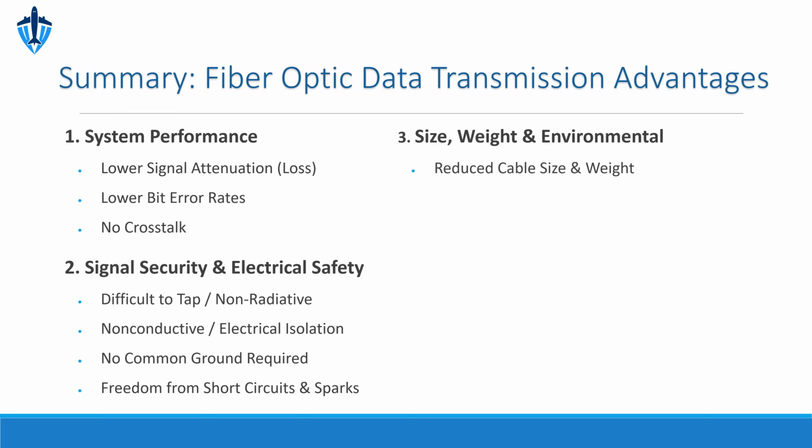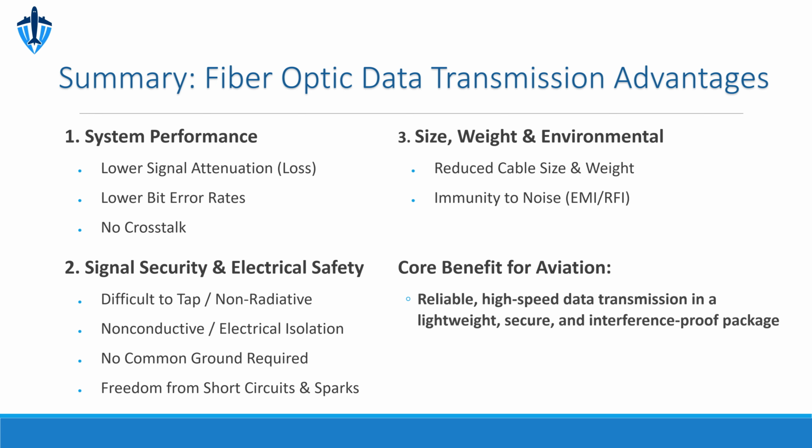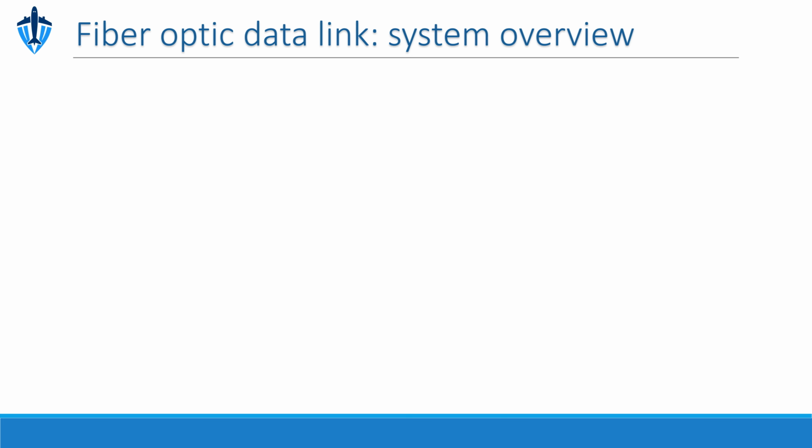Fiber cables are smaller and lighter than equivalent copper cables, while being completely immune to all forms of electromagnetic and radio interference. In essence, fiber optics delivers reliable, high-speed data in a lightweight, secure, and supremely tough package, qualities that define modern avionics. To complete our understanding, let's look at the fiber optic data link.